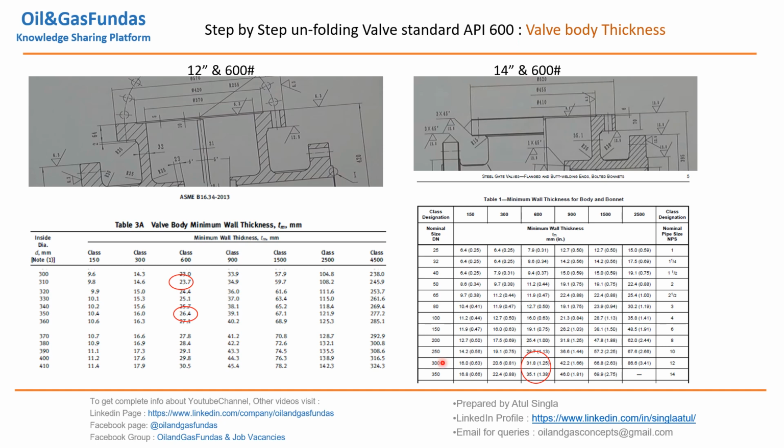If you see here, 12 inch 31.8, the vendor has given 32, so that is nearly matching here. If you go for 14 inch 600 valve, it is coming up to 35.1. So this vendor has already taken care of all the API 600 clauses to design the valve body thickness.